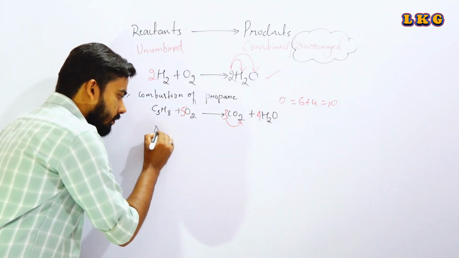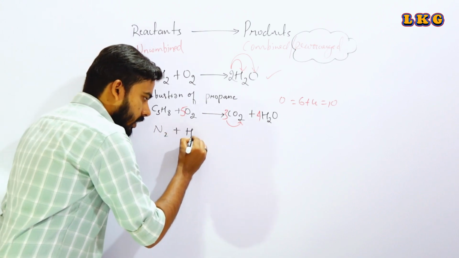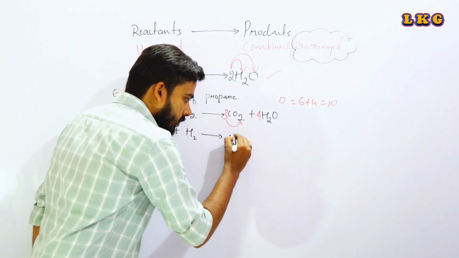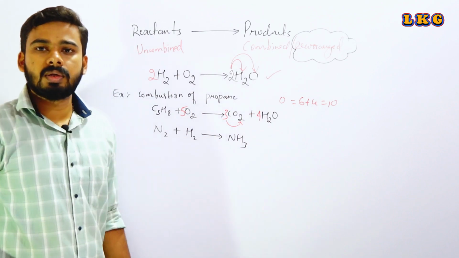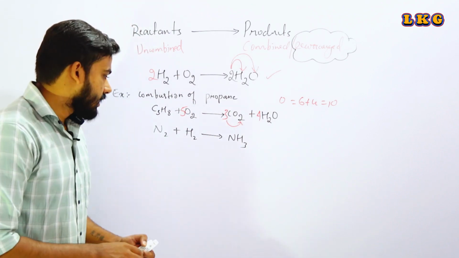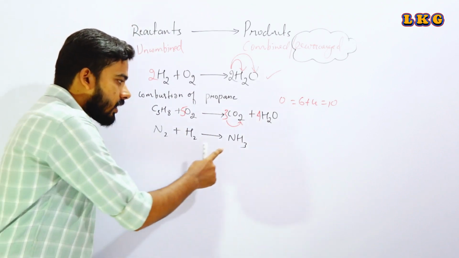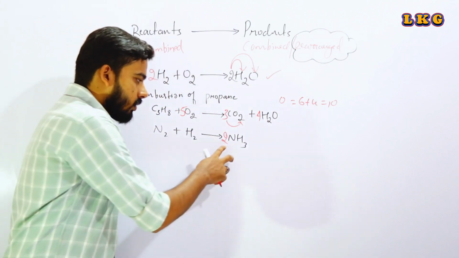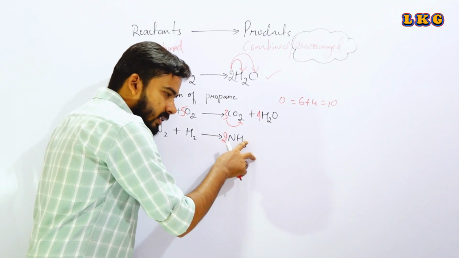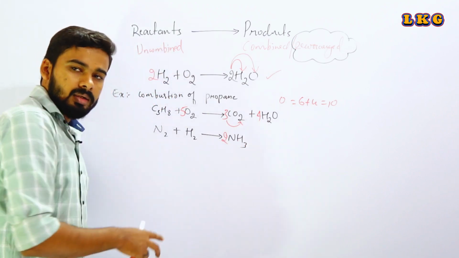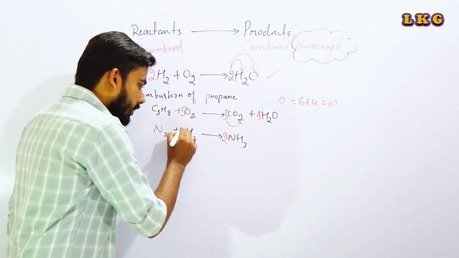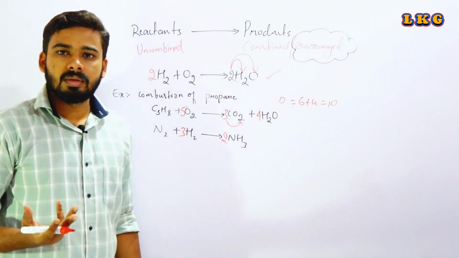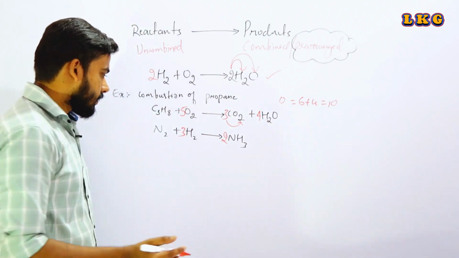Similarly, we have one more simple example. N2 plus H2 gives NH3. You can see here N2, there are two, here there is 1. Simply we can put 2 NH3. Putting 2 means 2 into 3 is 6 hydrogens. Here how many are there? Only 2. So we can write 3 H2. It is balanced.